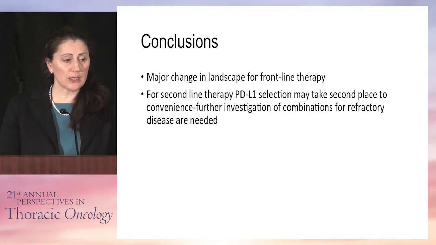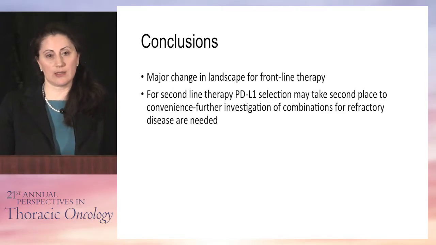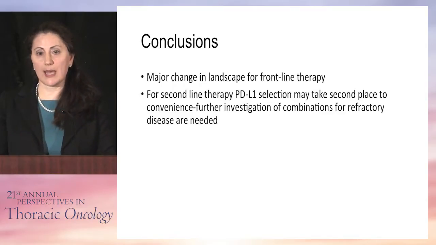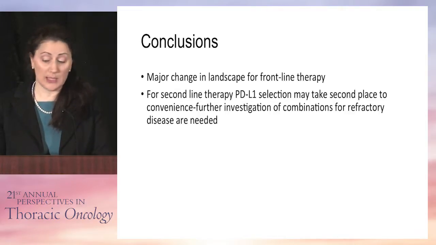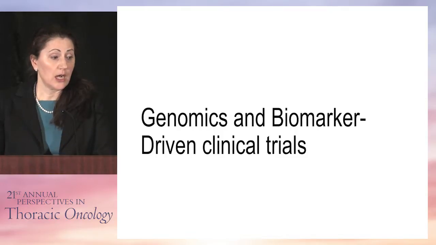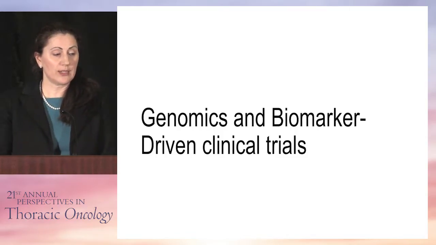So the conclusions here are that we have a major change in landscape for frontline therapy of non-small cell lung cancer, including squamous lung cancer, and for second-line therapy, PD-L1 selection may take second place to convenience. Both nivolumab and atezolizumab are approved without a positive label. We need to further investigate combinations. How about genomics and biomarker-driven clinical trials?